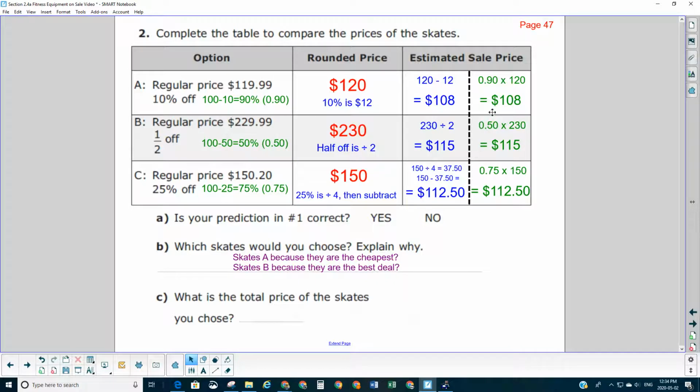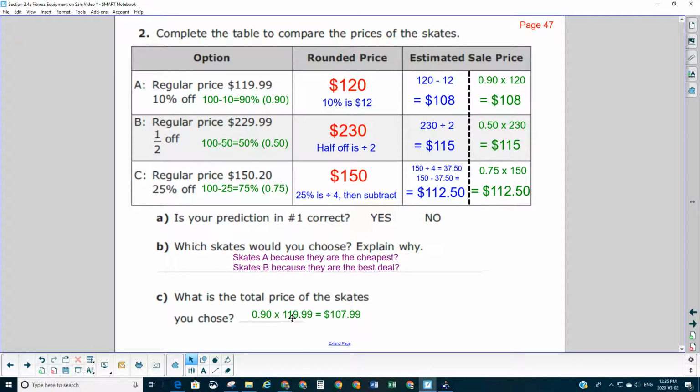Now, of course, you can't just walk out of the store by paying $108. You have to pay tax. So what's the total price of the skates you choose? Let's just choose the cheapest here. So it's $108. If we were actually going to the cash register, of course, we can't do the rounded price. We'd have to use $119.99.